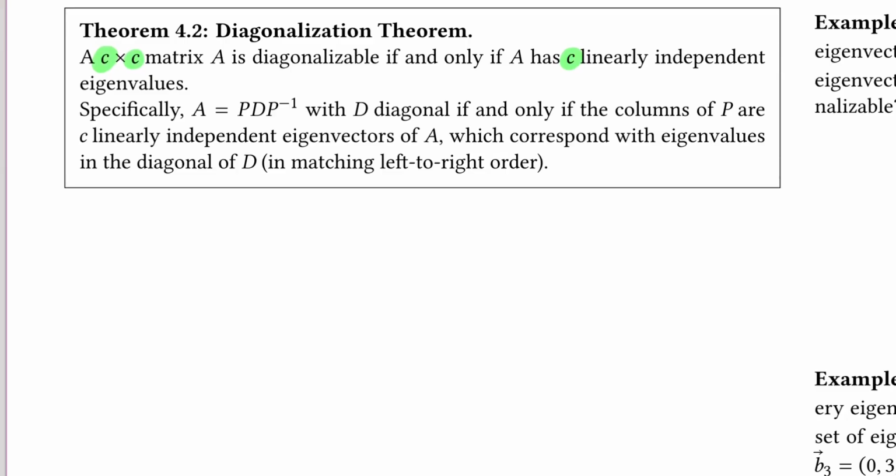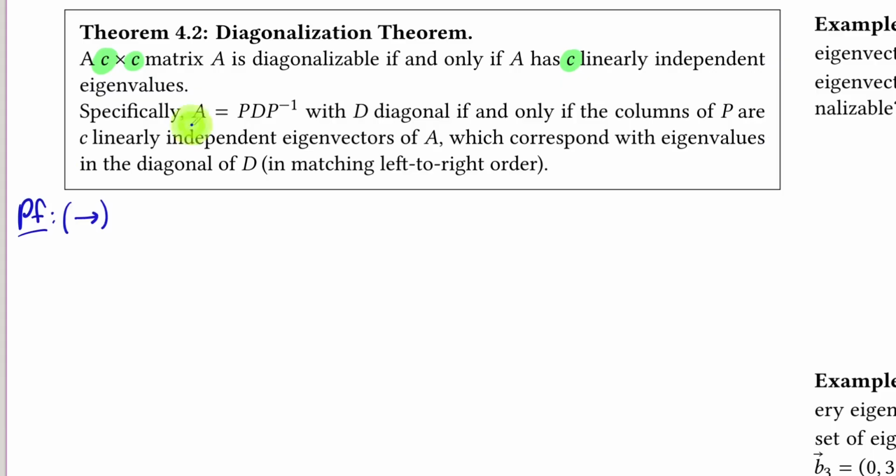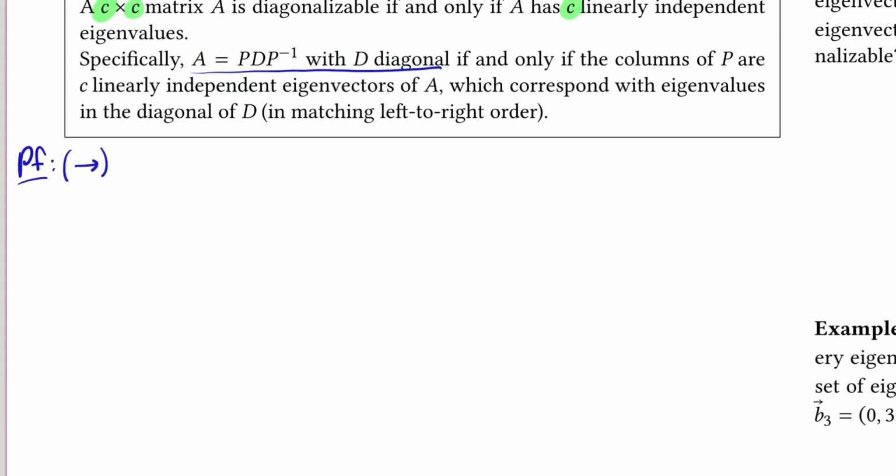So let's prove it. We're actually going to prove the more specific version of this, but that also implies that the first sentence must be true as well. So first we're going to assume that A is diagonalizable with P and D, and then show that the columns of P are linearly independent eigenvectors of A.